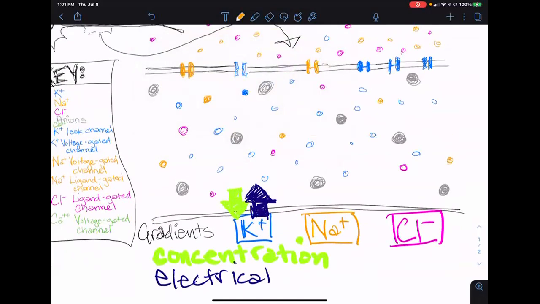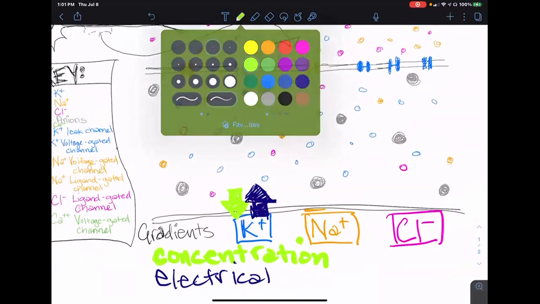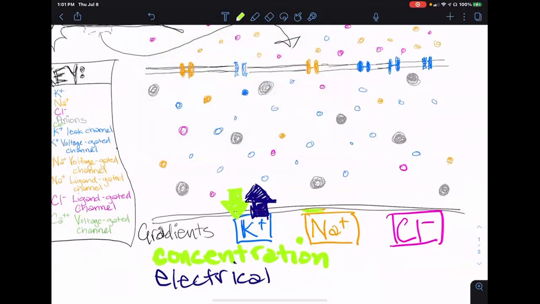All right, so with sodium, our next one here, there's more sodium outside the cell than there is inside the cell. I'm trying to keep multiple things in my mind here. More sodium outside than there is inside. So that's pushing sodium into the cell because there's more of it out there. So it wants to move into the place where it's less concentrated. There's more sodium outside, less sodium inside.